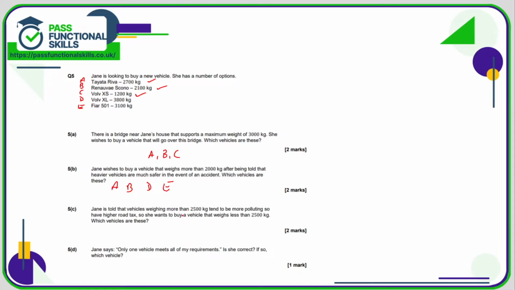She's told that vehicles weighing more than 2,500 are very polluting, so she wants to buy one that is less than 2,500. So she's not going to buy A, but she could buy B because that's less than 2,500. She could buy C, D is too heavy, and E is too heavy. So Jane says only one vehicle meets all of her requirements. Is she correct? Yes, the only one that meets the requirements is vehicle B, which is the Renault Scenic.